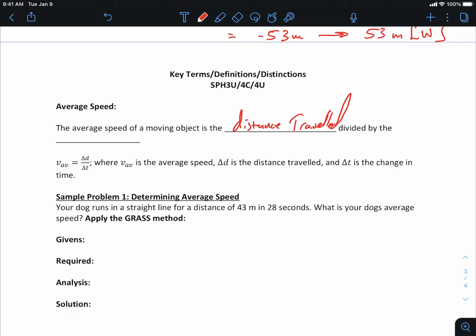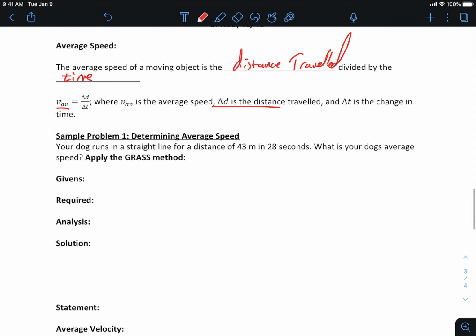divided by the time. Okay. VAV is the average speed. Delta D is the distance traveled. Okay, so same thing. Okay, and it's divided by the change in time. So for instance, this is just kind of a reference.